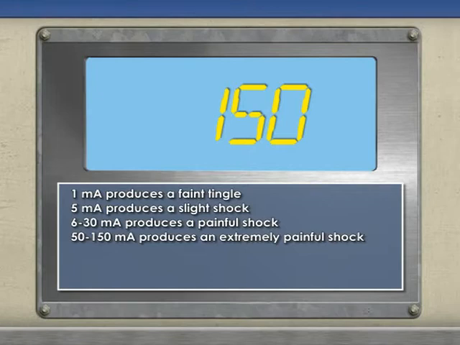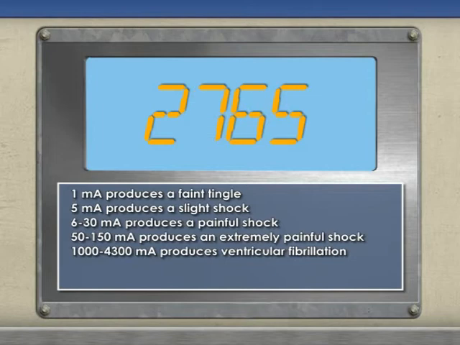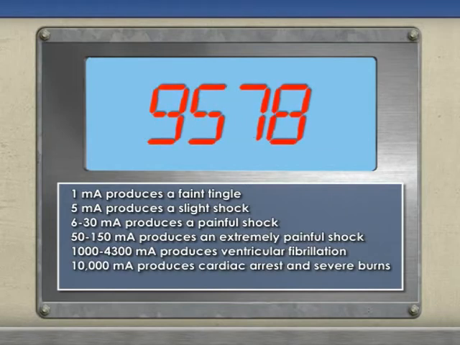Death is possible. 1000 to 4300 milliamps produces ventricular fibrillation. This means that the heart is twitching and not pumping blood through the body. Nerve damage occurs and death is likely. 10,000 milliamps, or 10 amps, produces cardiac arrest and severe burns. At this level, death is probable.